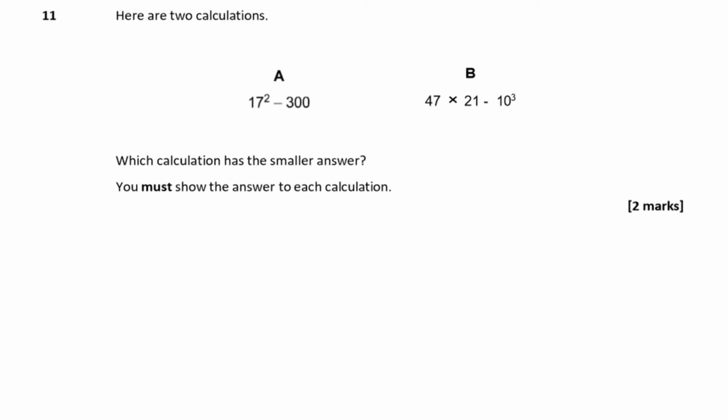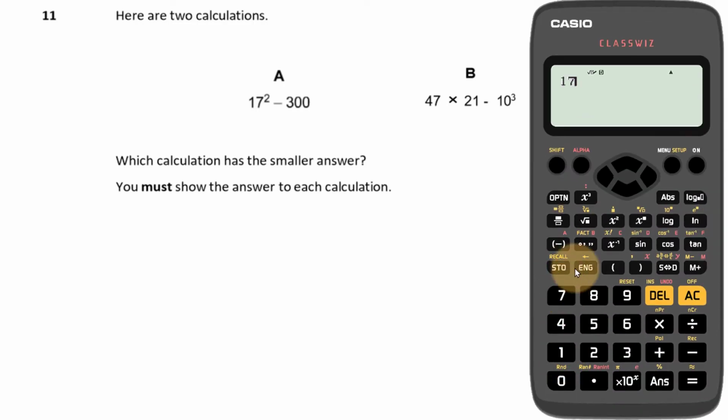Now, like I said before, if you've got a decent calculator, you should understand the rules for the order of operations, so I don't have to do any thinking. Just type it in exactly as it is on the page. So 17 squared minus 300. Calculator, what is that? That is minus 11. So that one is equal to negative 11.